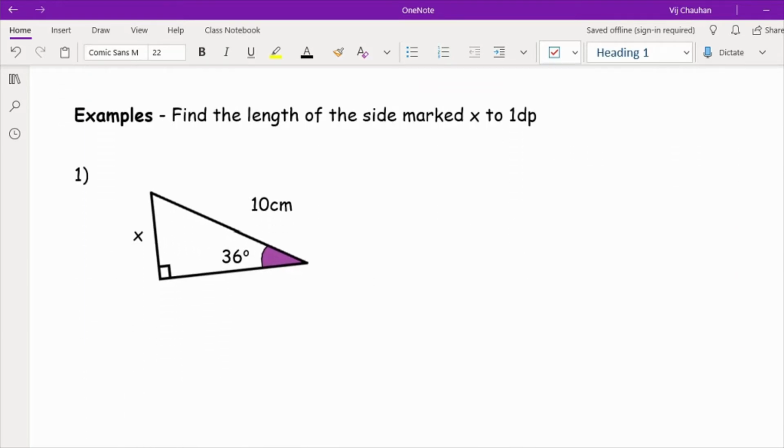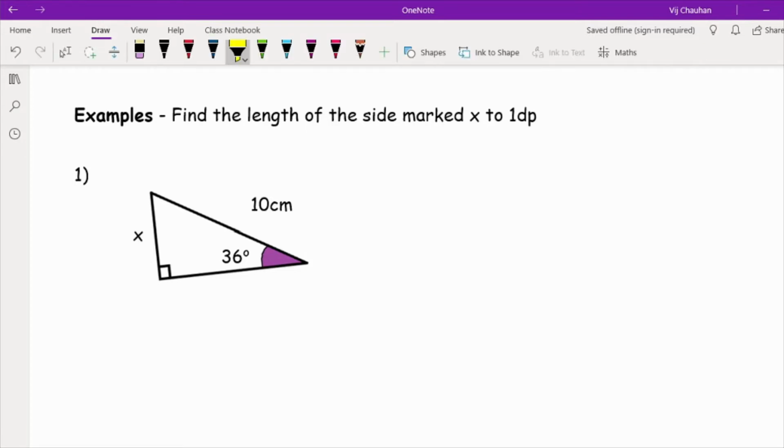With regards to the first one, it says find the length of side x to 1 decimal place. The important thing with this, stating the obvious, is that more often than not, none of these questions will be drawn to scale. So going forward, let's have a look at working through it. What we're going to do is have a go at step 1.